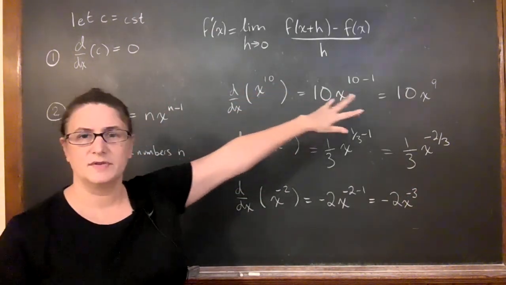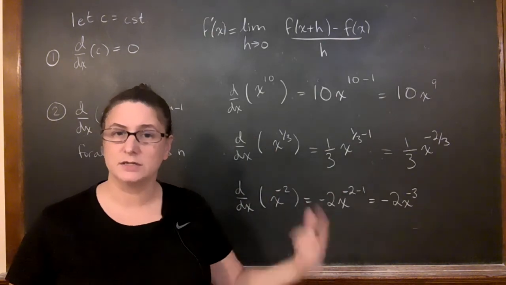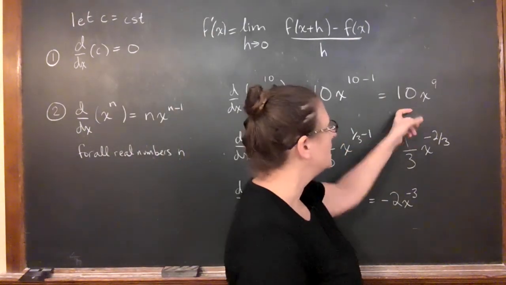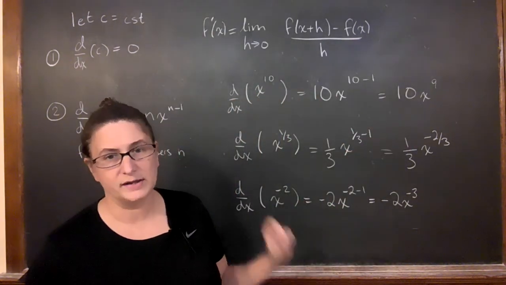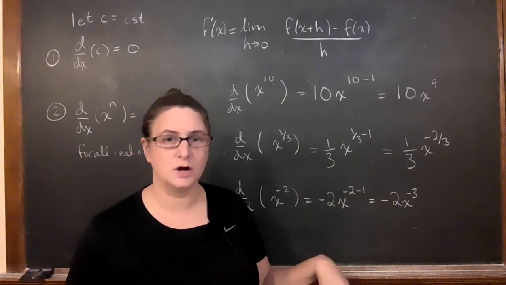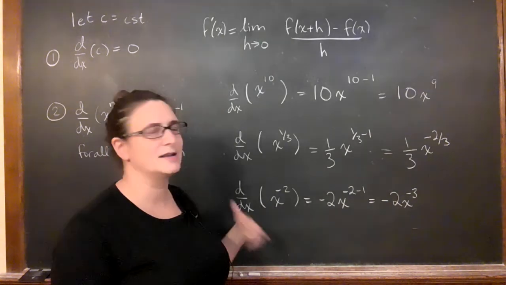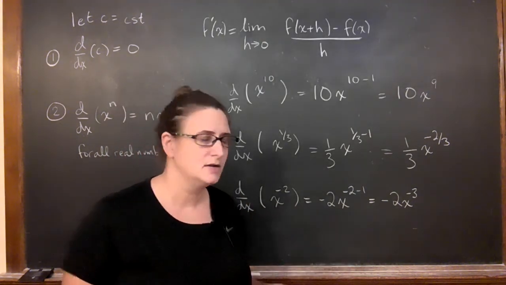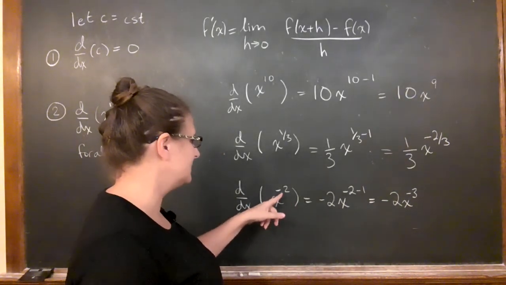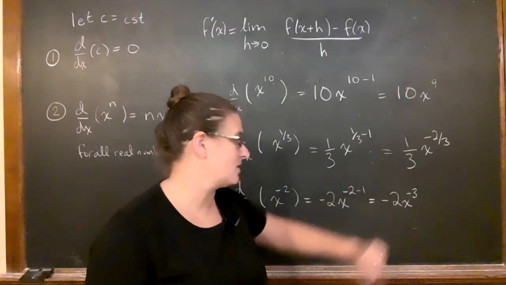When you've done a lot of these in your head, it's very easy to just go from here to here. Do remember though that it's always n minus 1. So you're used to taking the derivative of x squared and getting 2x. But remember, if it's x to the minus 2, you're going to go to minus 3.